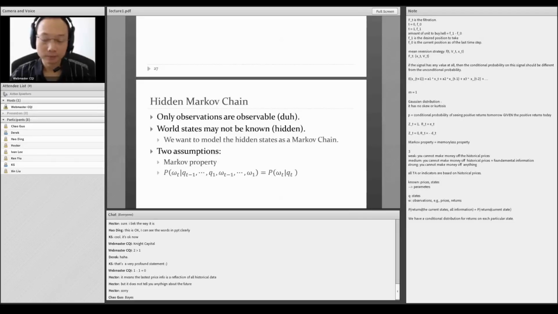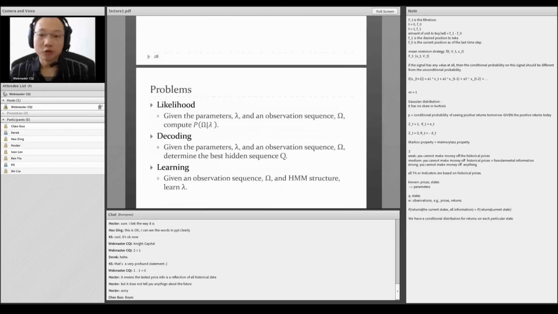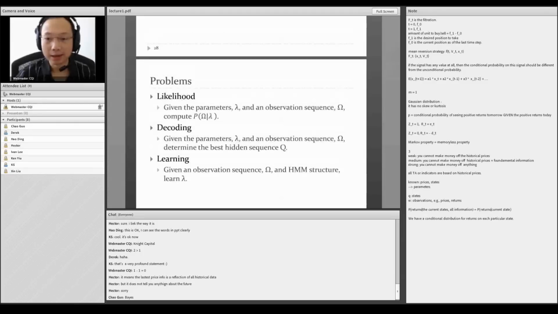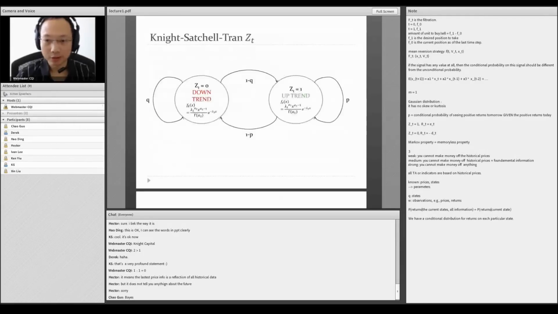Once we set up the Markov chain, we can ask a lot of questions. The simplest question to ask is, given the parameters, what is the probability of the observations? Let's do an exercise together. Given we know lambda, the big lambda that stands for all the parameters here, meaning the p's, the q's, the alphas, the lambdas, let's ask this question. Assuming that we start in the positive return state, what's the probability that we see positive returns in the next 3 days?